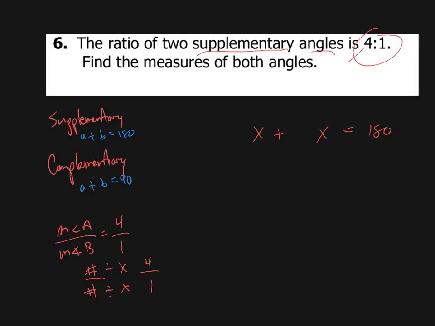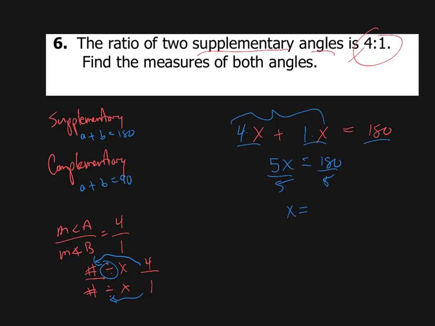So how do you go from 4 over 1 back to the original number? Well, if you divided, then going backwards is multiplying. So we'll say 4 times x plus 1 times x, right? There's our 4 to 1 ratio. And 4 times x gives me a value of an angle. 1 times x gives me a value of an angle. And those values add up to be 180. So 5x equals 180.